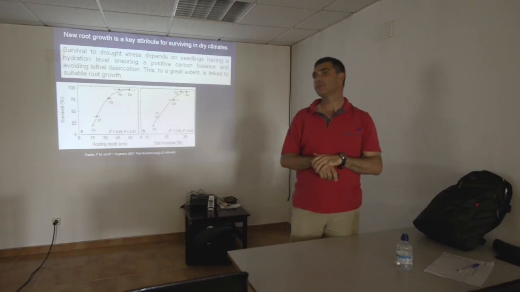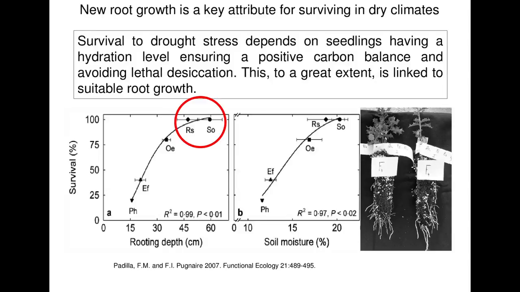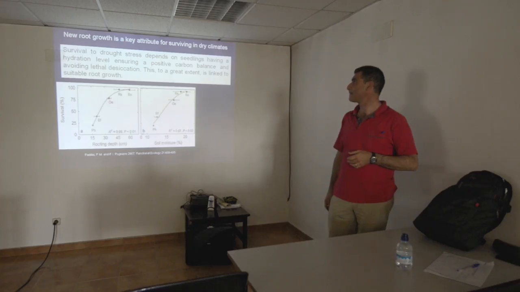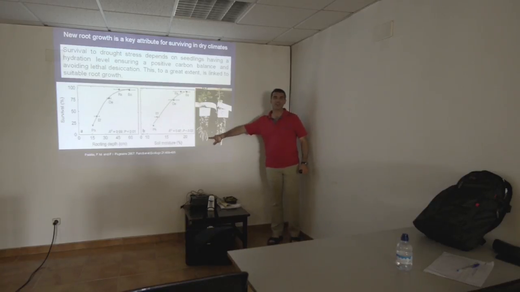Which one is more tolerant? In this case, it was Salsola and Retama sphaerocarpa. These are two shrubs. This is the Aleppo pine, a gymnosperm. I don't know the English name, sorry. Ephedra is a shrub, and this is the olive tree, or the wild variety of the olive tree. These are the new roots that colonize the soil.